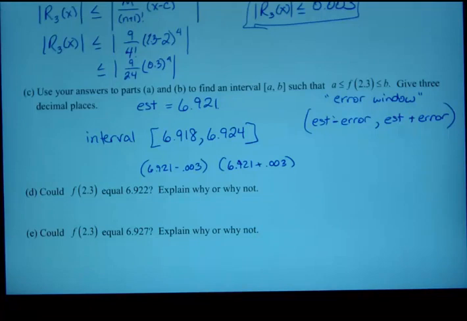If my error was 0.000005, my window would be really, really tiny. Which is even better. Makes it an even better estimate.